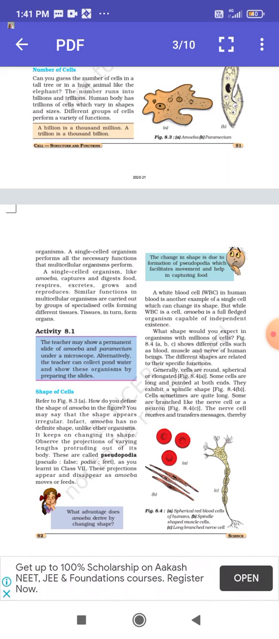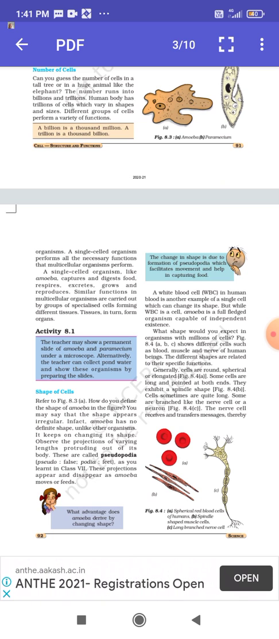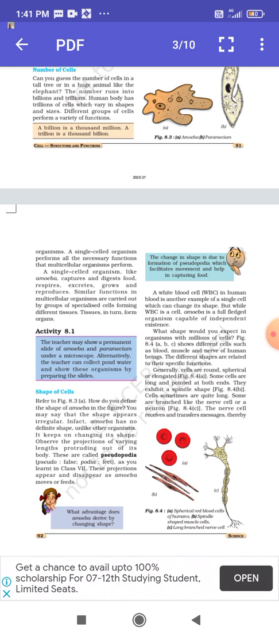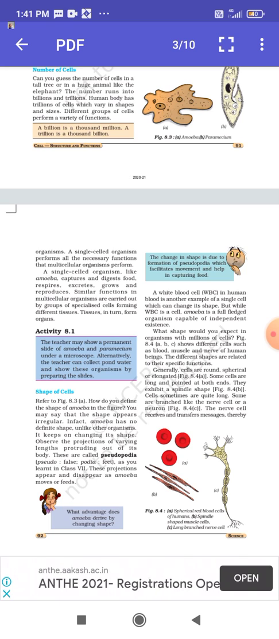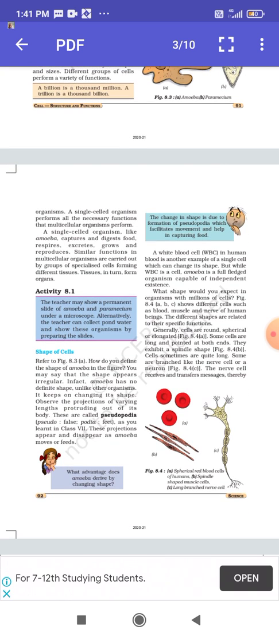The teacher shows a permanent slide of amoeba and paramecium under a microscope. Alternatively, the teacher can collect pond water and show these organisms by preparing slides. Now see students, if you want to see amoeba and paramecium, you have to collect pond water, and after collecting that water you have to make slides of these animals, and you can observe these microorganisms under the microscope.